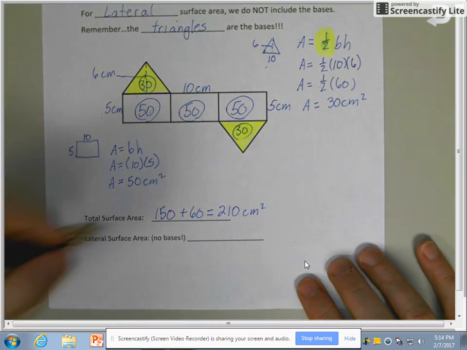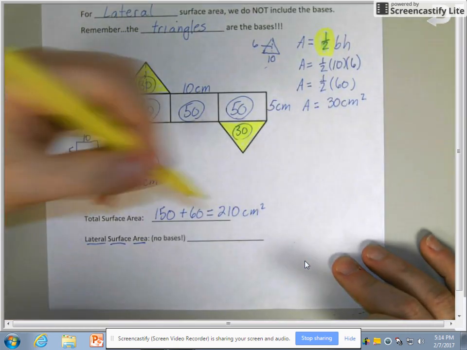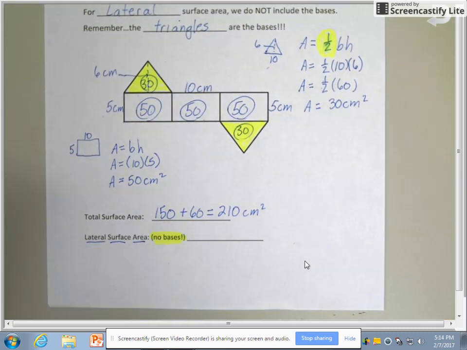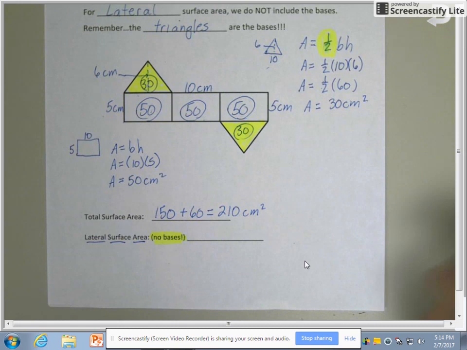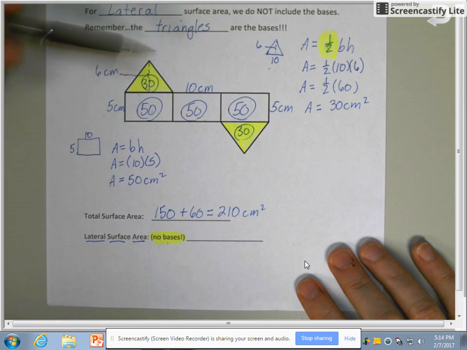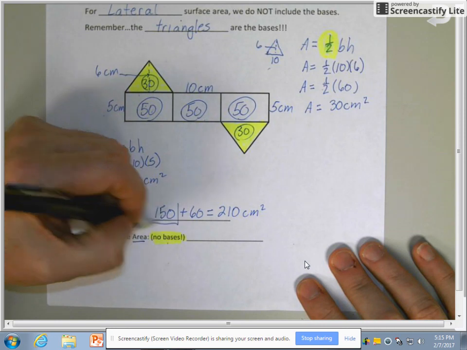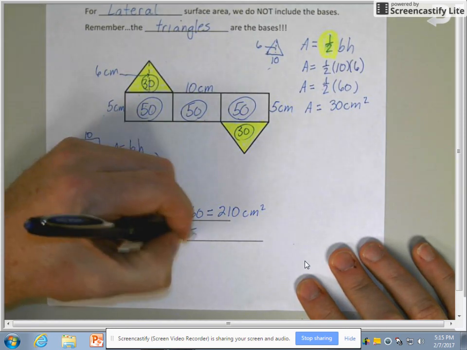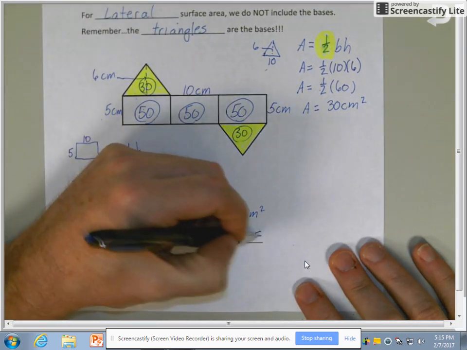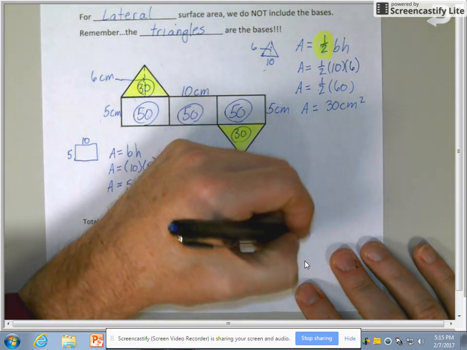Now this is the part, if we're asked a question, the lateral surface area means that there are no bases. So we do not want to include the bases. That's why it's important to remember that the bases are the triangles. So if there are no bases involved, what are we going to use? Well, in this case, we're going to add the 3 rectangles together. We already know what that is because we've already done that right here. But we could say 50 of the first one plus 50 of the second one plus the other 50, and that equals a total of, for the lateral surface area, 150 centimeters squared.